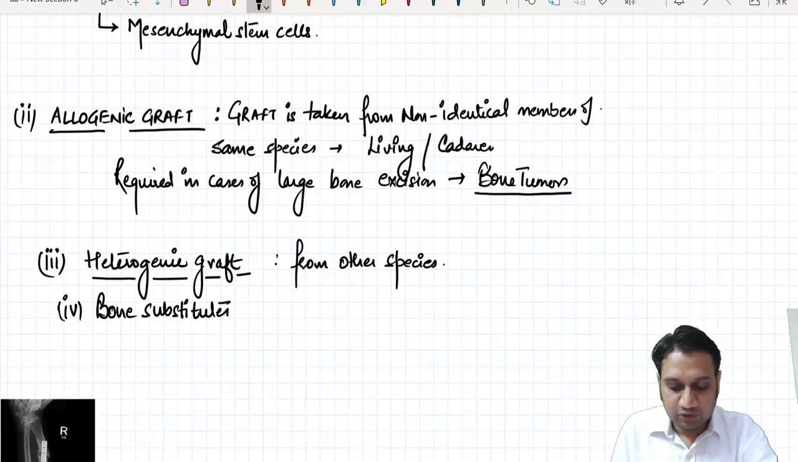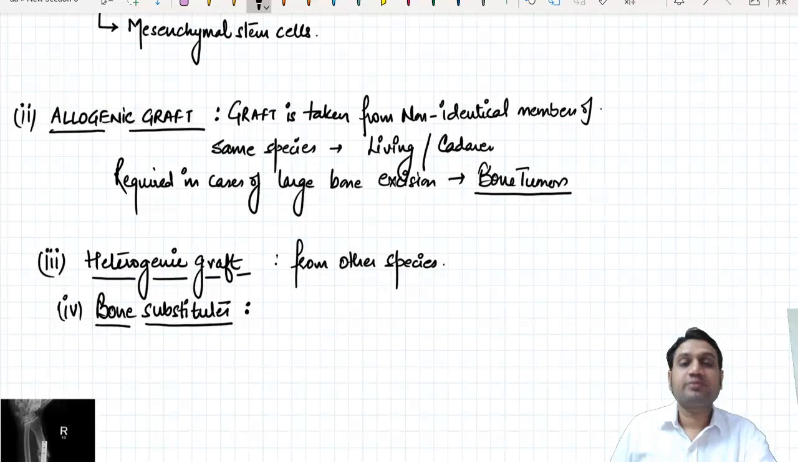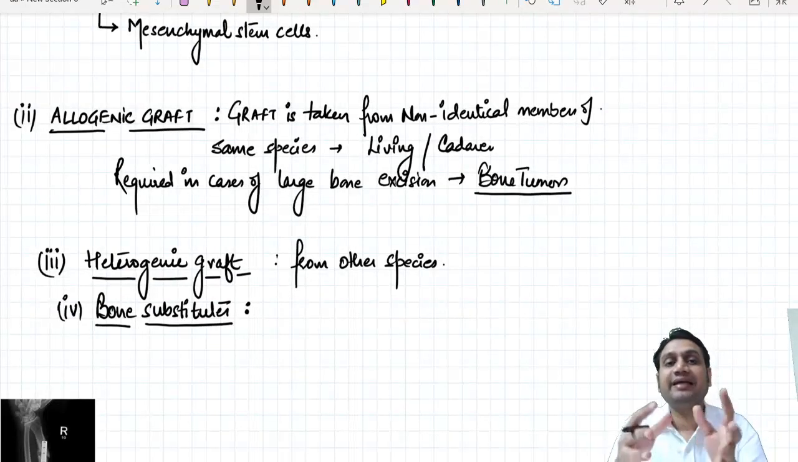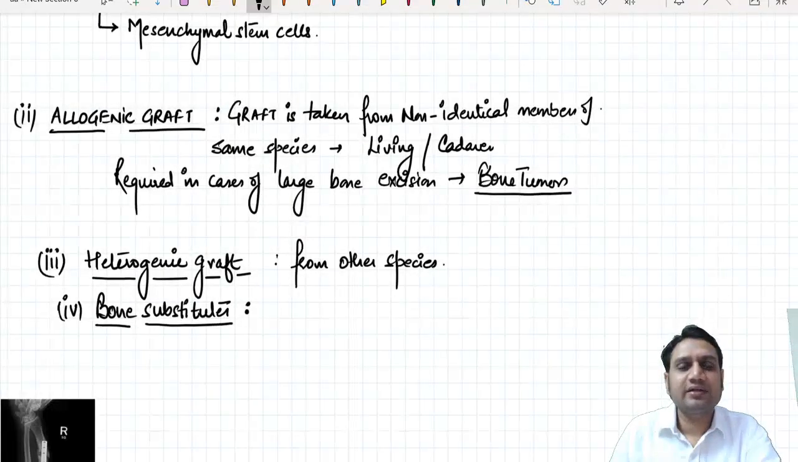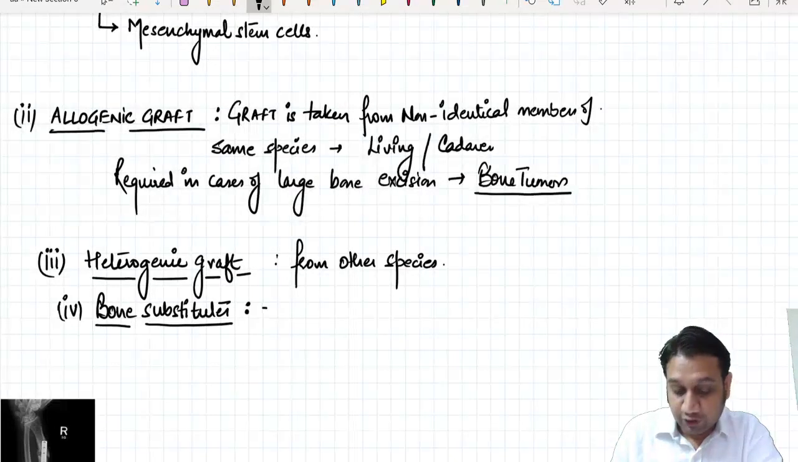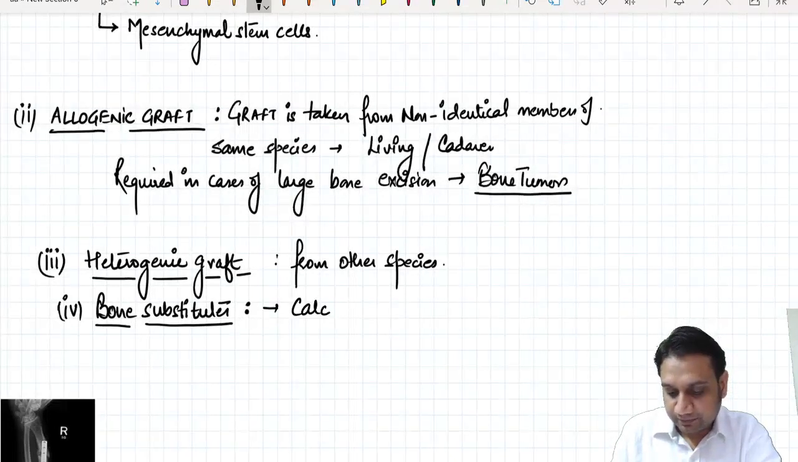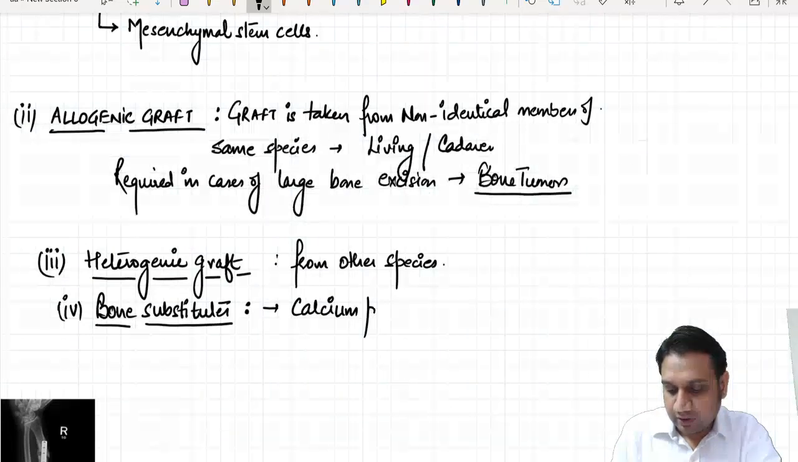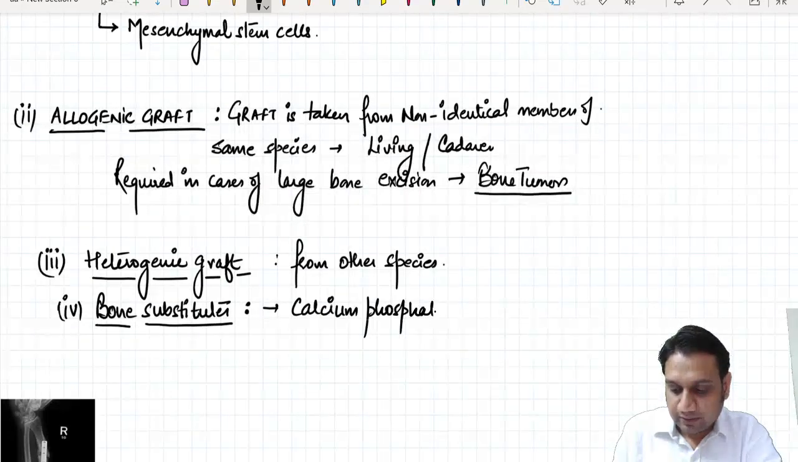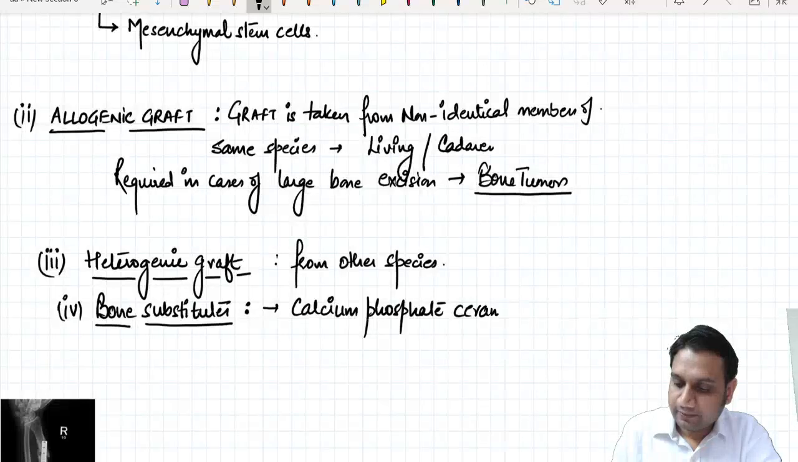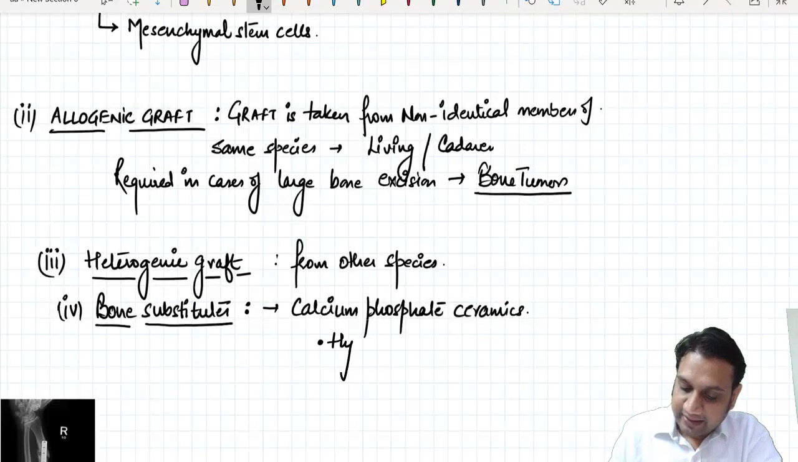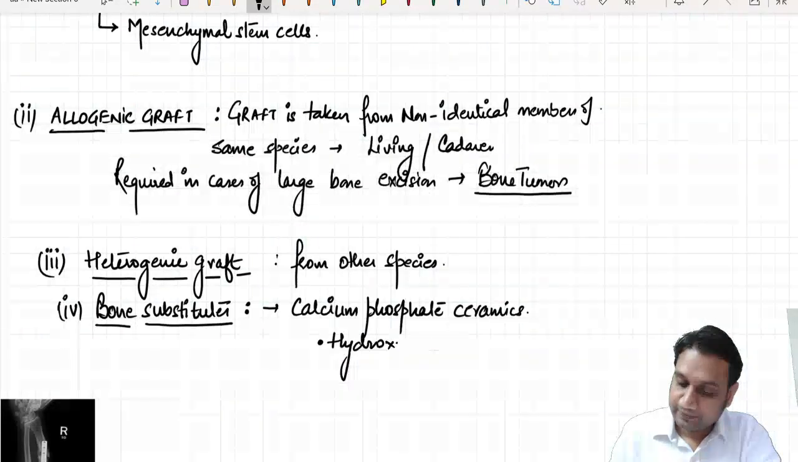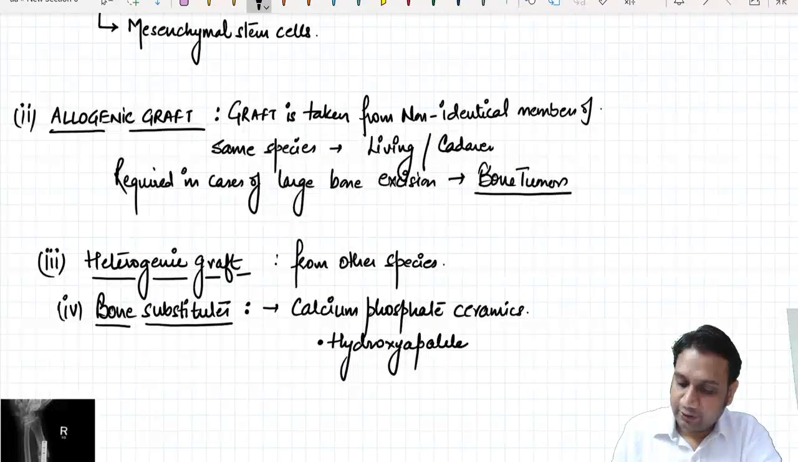The fourth one are the bone substitutes. Basically they help the autogenic graft or the allogenic graft. You combine them, they increase the mass, and you can use them there. These are of various types, made up of various components, for example the calcium phosphate ceramics. They can be hydroxyapatites.